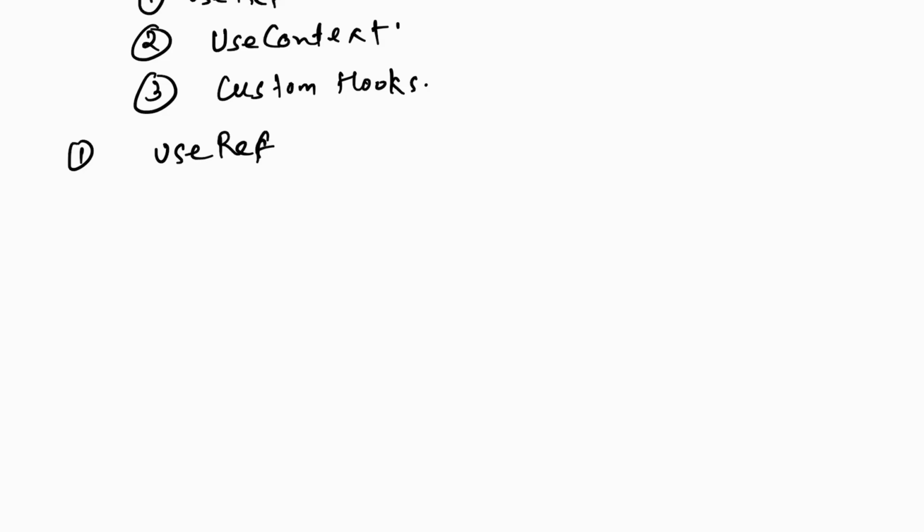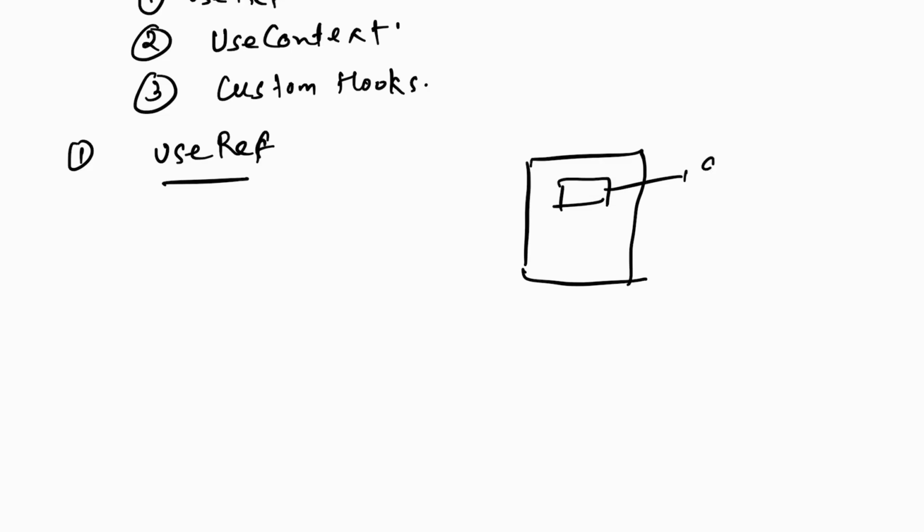What the useRef hook does is provide a reference to any DOM element. Let's suppose we have a web page like this, and we have an input field, and let's say I have a button, and whenever this button is clicked, the focus is set again to this input field. So now I can use this useRef hook to access this input field directly.